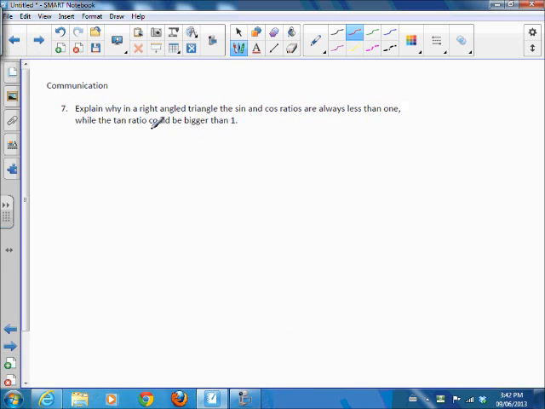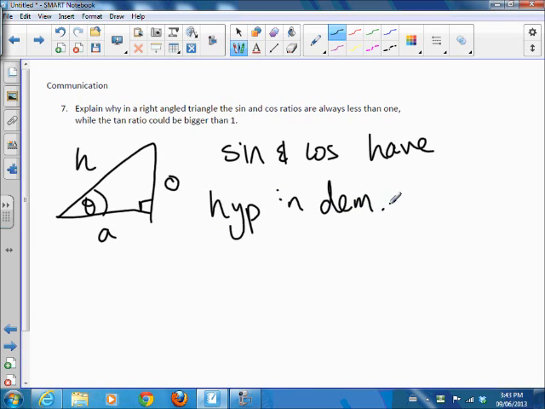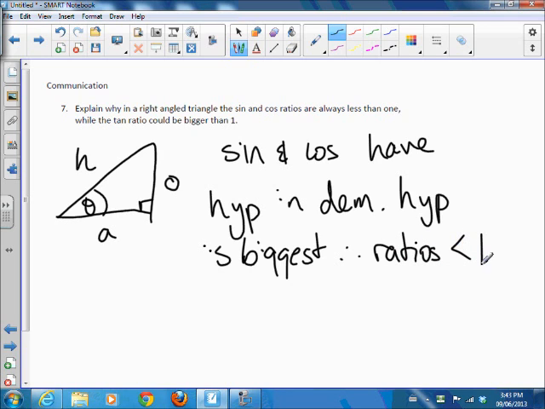And finally, explain why the sine and cos ratios are always less than 1, and the tan ratio could be bigger than 1. Well, the reason is we can just use a diagram and say that here's an angle, and if this is opposite and that's adjacent, so we can say sine and cos have the hypotenuse in the denominator. The hypotenuse is always the biggest, therefore the ratios are less than 1.